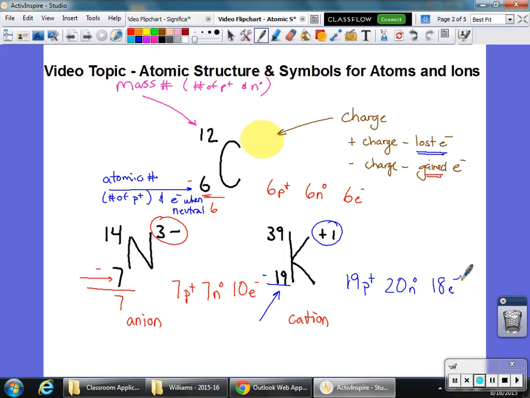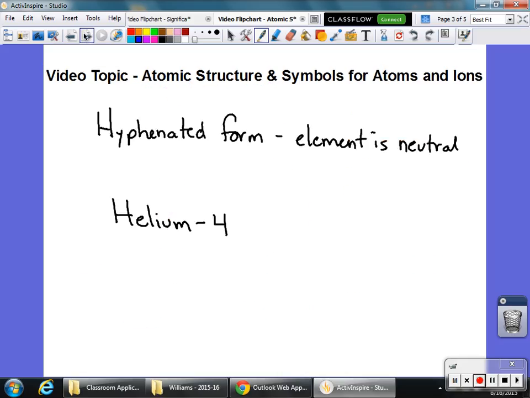Now, this symbolization is one way we can create a symbol for atomic structure. Another way is the hyphenated symbol. If we look at a hyphenated form, it's important to remember that the element is neutral. It will first give you the name of the element, and it's going to be the full name of it. And then this 4 represents the mass number of that element. Again, that is still protons plus neutrons.